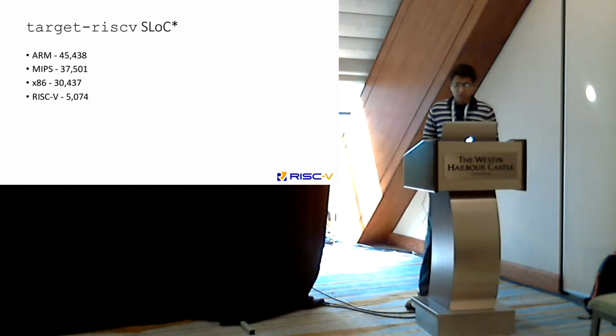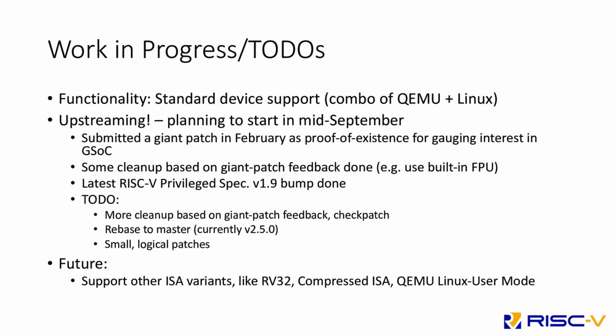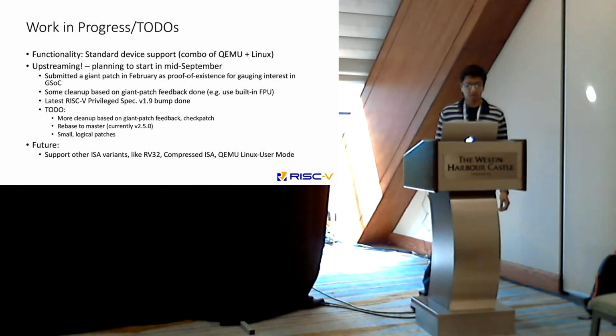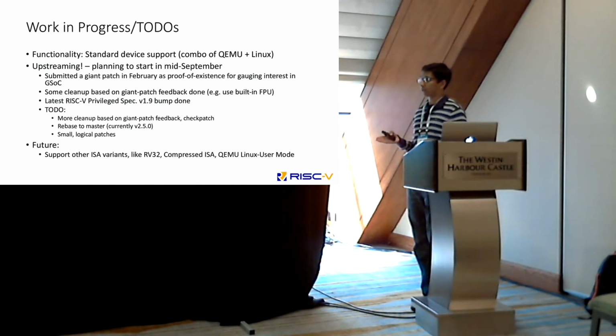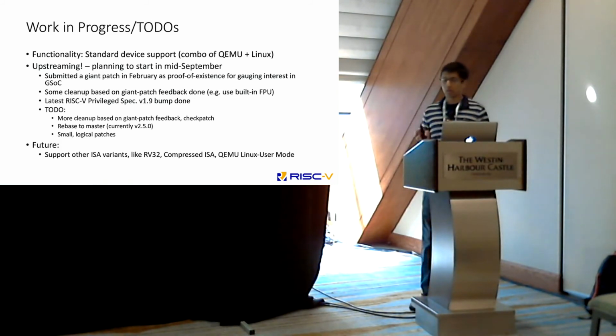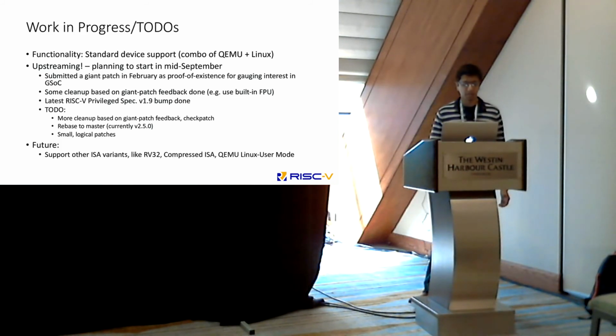So last thing I'll talk about is what we have left to do and what we want to do in the future. In terms of functionality, we definitely want to add standard device support. This is mostly on the Linux end, things that need to be done on Linux. There's some stuff to be done in QEMU, like the standard platform level interrupt controller, but of course that hasn't really been standardized. There is a version of that spec'd out in the current privilege specification, though, so that's something that needs to be implemented.